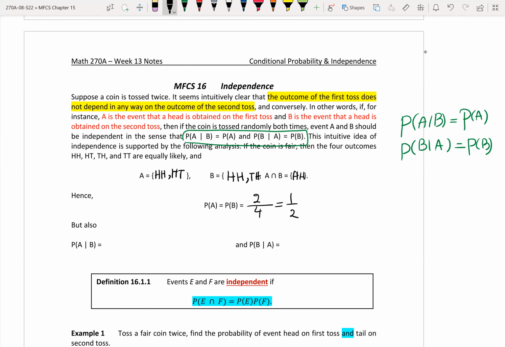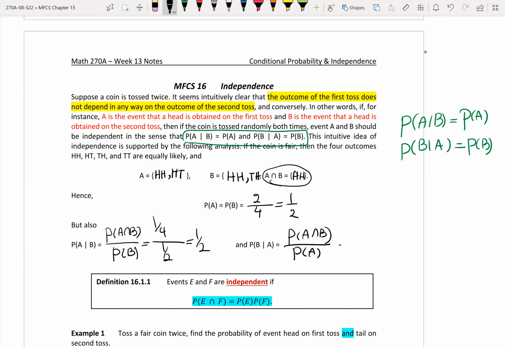So if I want to follow the formula, what's the probability of A given B? It's going to be the intersection on top divided by probability of B. Your intersection is only one element, 1 out of 4 possible cases, divided by 1/2, so it's going to be 1/2. So probability of B given A is the same. You just do the intersection and then divide by A. So intersection is 1 case out of 4 possible cases, and A or B was 1/2.